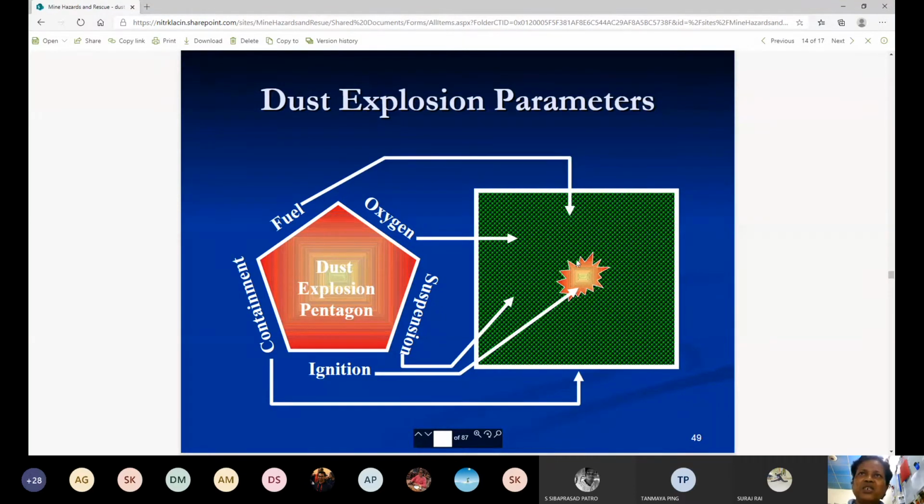So we have already discussed the source of ignition. The red portion, this one is the source of ignition. These are the suspended dust particles, the fuel, and in the air there is oxygen. This is the containment zone. This square pattern is the containment. So all these 5 parameters are responsible for coal dust explosion to take place.